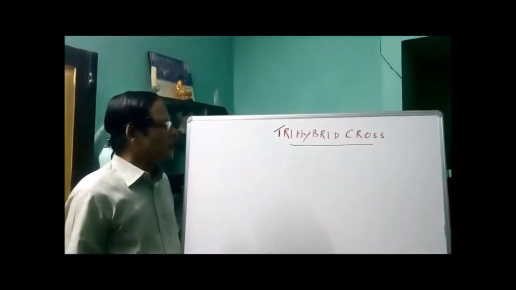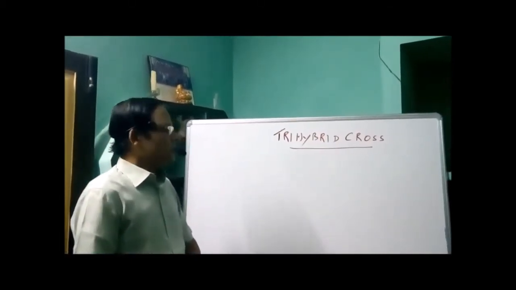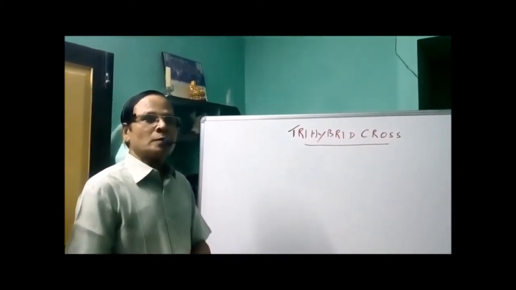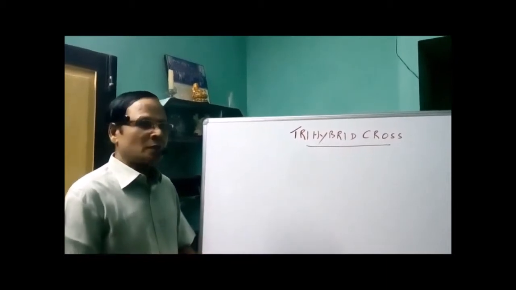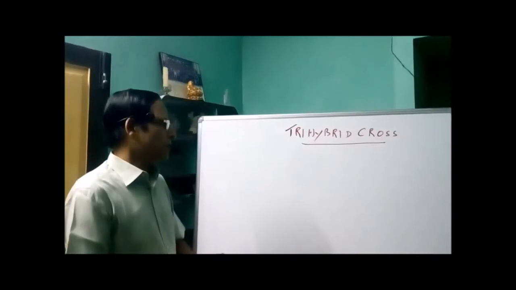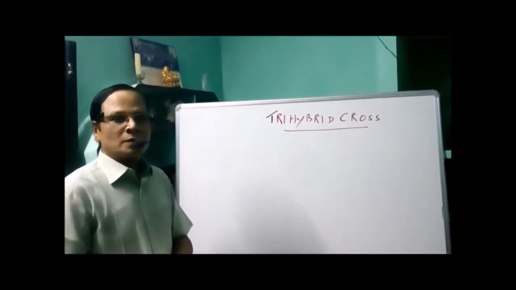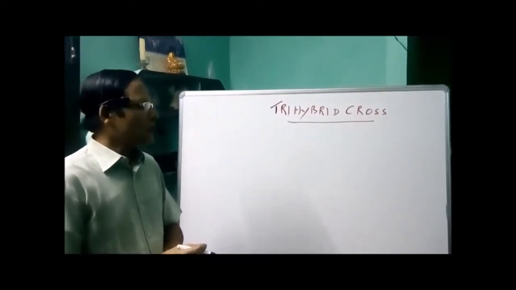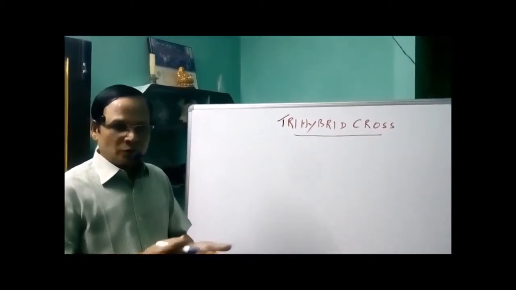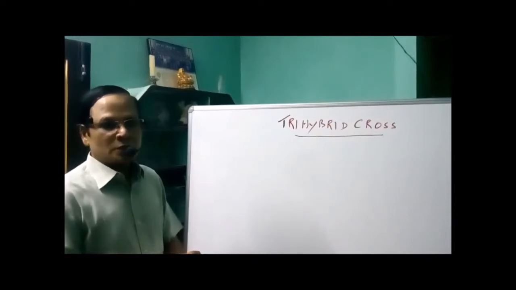We have to talk about trihybrid cross. This cross demonstrates the principle of inheritance proposed by Mendel, also applicable for multiple traits. It's not only for one pair of traits or two pairs of traits, but many pairs of traits. And the Mendelian principle is also applicable for the law of segregation and the law of independent assortment for more than two pairs of characters.